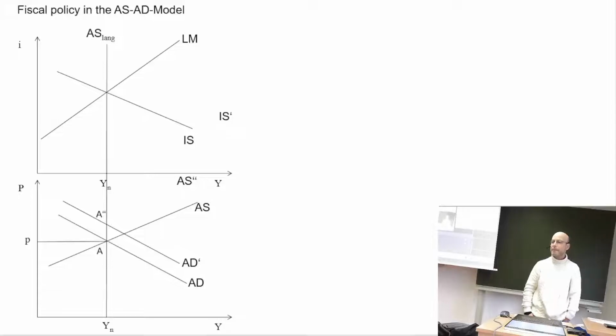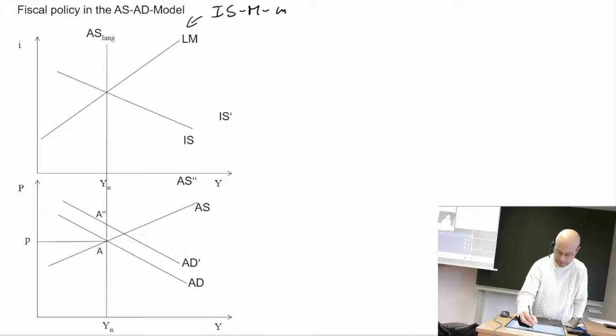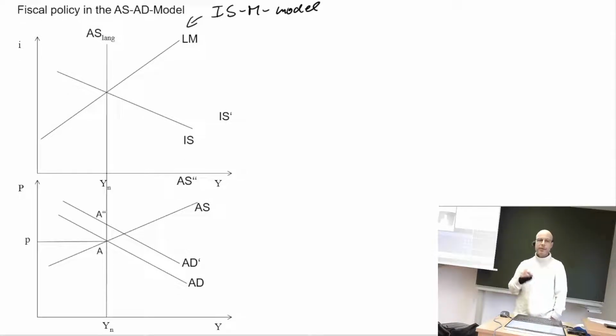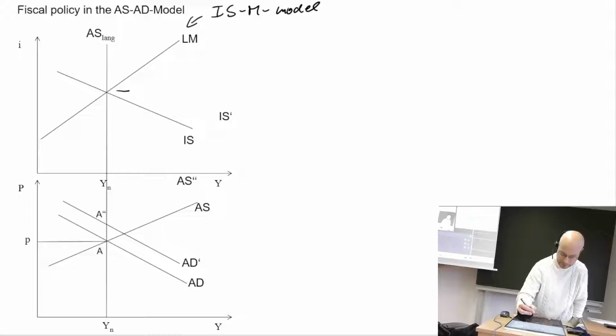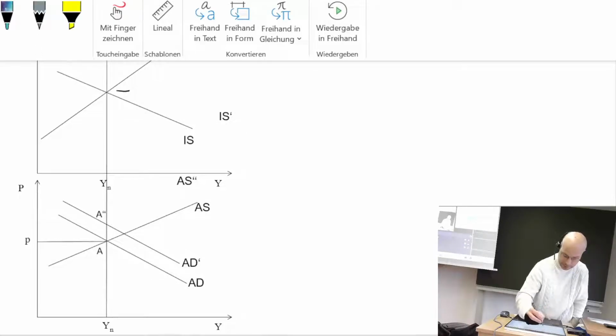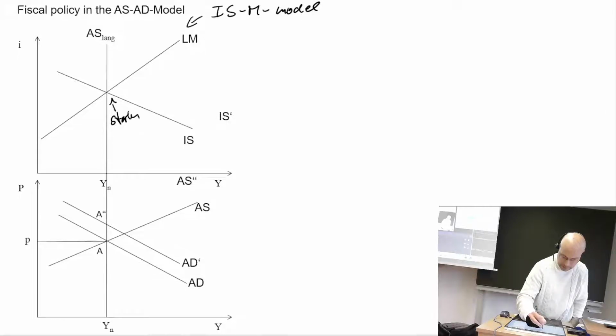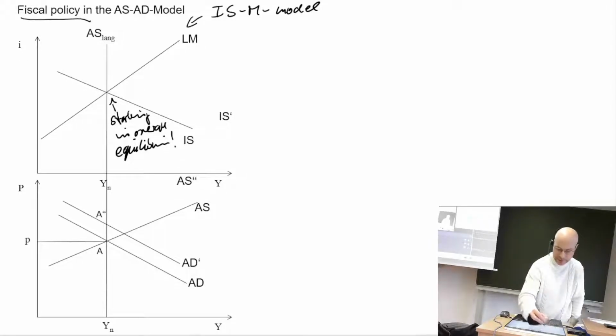So let's start. We start, of course, from our ISLM model. And there we think that we are in our overall equilibrium, starting in overall equilibrium. So what happens at first? Fiscal policy, if government expenditure is rising.